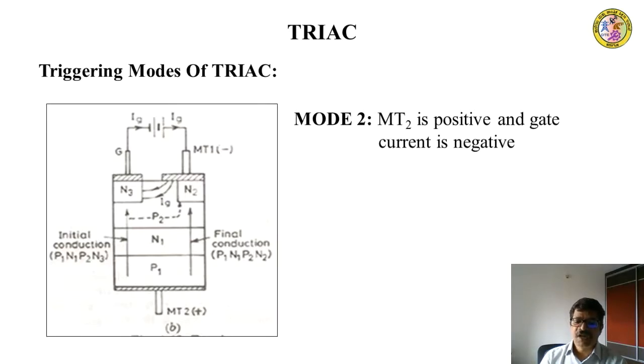As a result, the potential of the layer between P2 and N3 rises towards the potential of MT2. Thus, a potential gradient exists across the layer P2 with the left hand region at a higher potential than the right hand region. This results in a current flow in the P2 layer from left to right, forward biasing the P2N2 junction. Now, the right hand portion P1N1P2N2 starts conducting. The device operates in the first quadrant. When compared to mode 1, the triac with MT2 positive and negative gate current is less sensitive and therefore requires higher gate current for triggering.